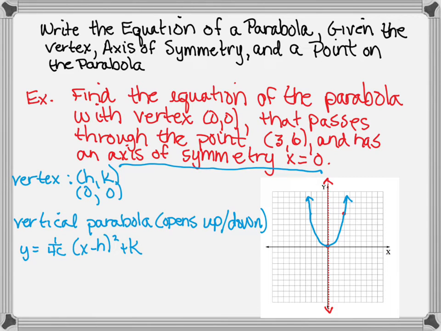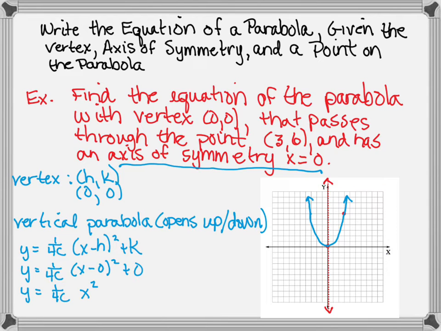Okay, so we had learned that for vertical parabolas, the equation is given by y equals 1 over 4c, parentheses x minus h parentheses squared plus k. Let's fill in what we know. So we know that h is 0 and k is 0. So y equals 1 over 4c, parentheses x minus 0, parentheses squared plus 0. Simplifying, we get y equals 1 over 4c x squared. So we need to find the c. And remember, this c is not the same as the c that we have in standard form.